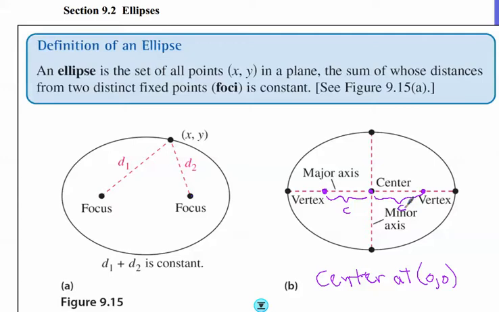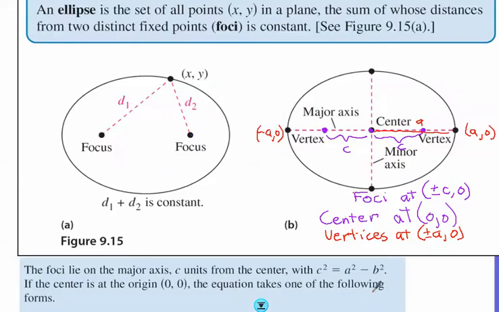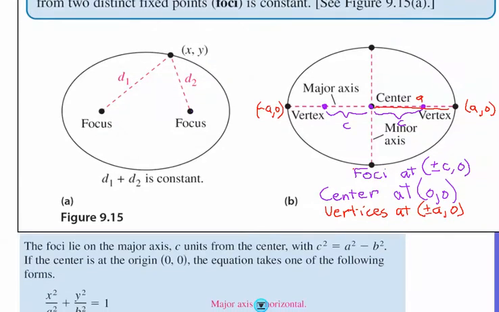To speed things up, I went ahead and started summarizing some information. So we have foci at plus and minus c comma 0. They're the distance c from our center, which for this one is at the origin at 0, 0. And then the vertices, the points where this major axis intersects the ellipse, are at plus and minus a comma 0. So the distance is a from the center.